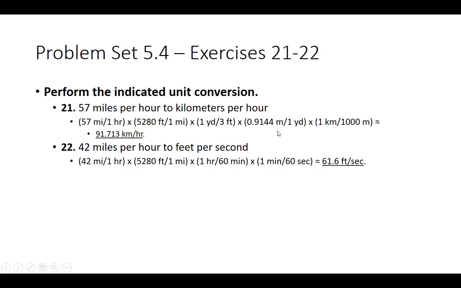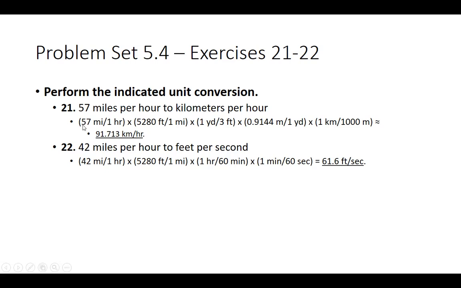Then we could use our magical conversion of 0.9144 meters to 1 yard, being sure that yards are on the bottom to cancel yards away, getting us to meters. Finally, meters to kilometers needs to have meters on the bottom to cancel away, kilometers on top. That's 1 kilometer over 1,000 meters.